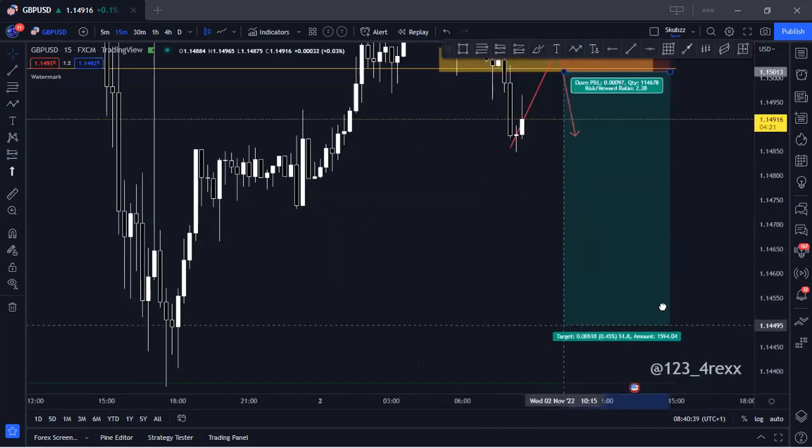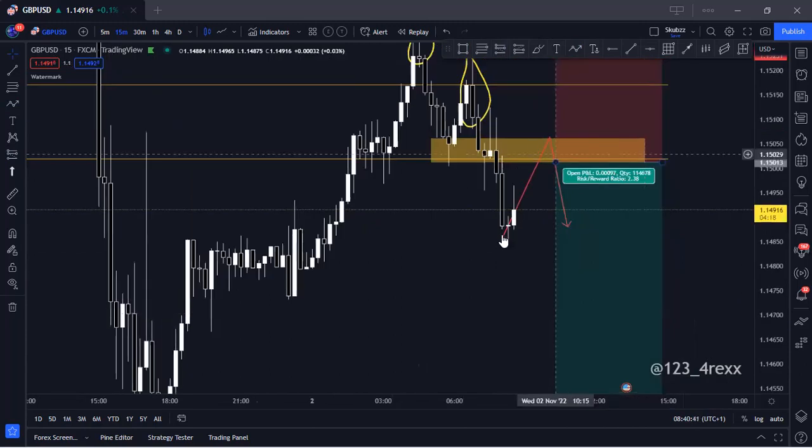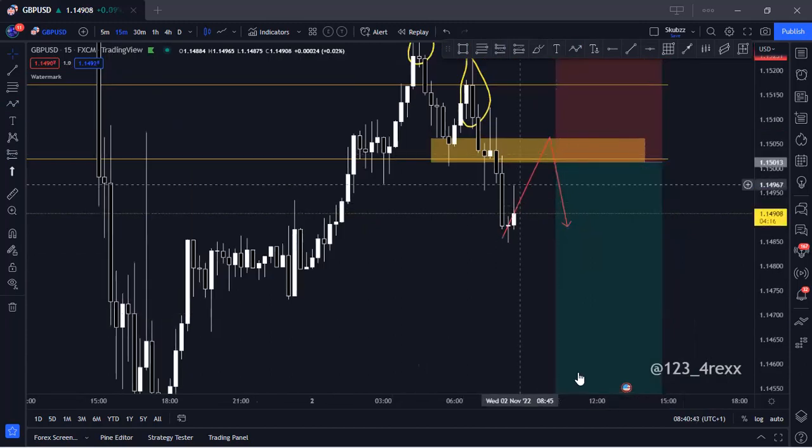So currently it's only one setup that we have, GU. This is what I'll be looking out for, to see if I can get that retest and then continuation to the downside.